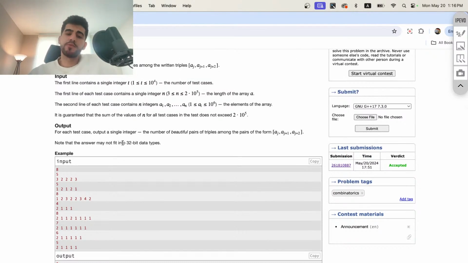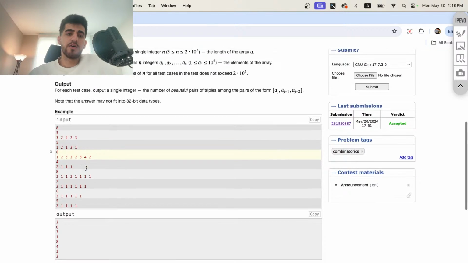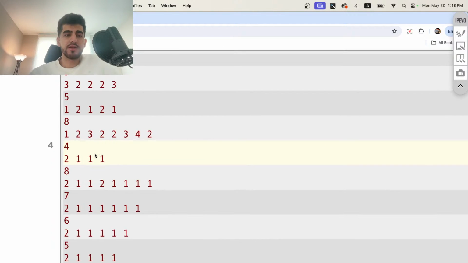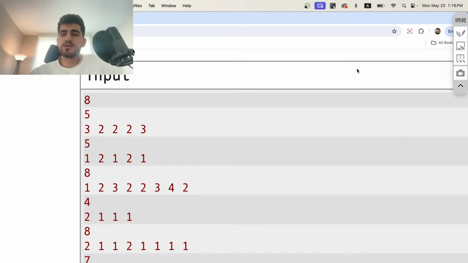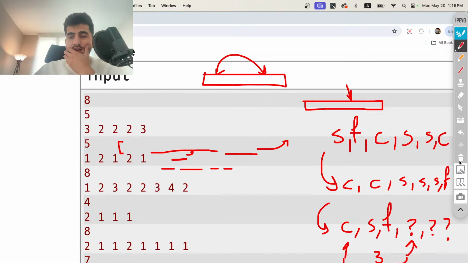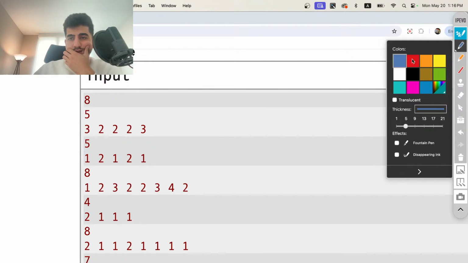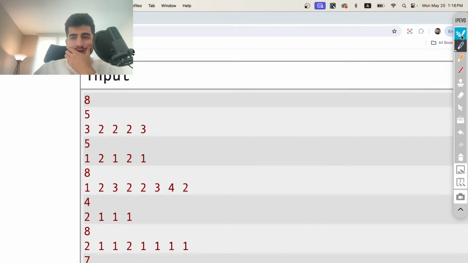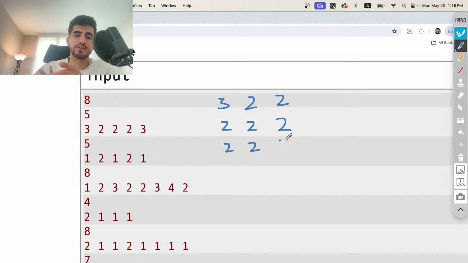Well, I used map for it. How? I just save that. For example, consider this case. What are our triples here? Our triples are 3, 2, 2, 2, 2, 2, and 2, 2, 3. Right? These are our triples.